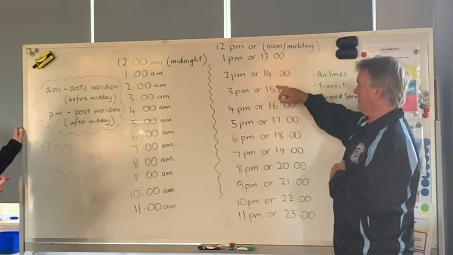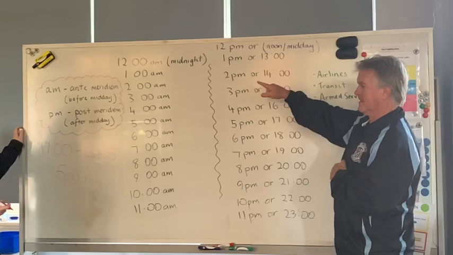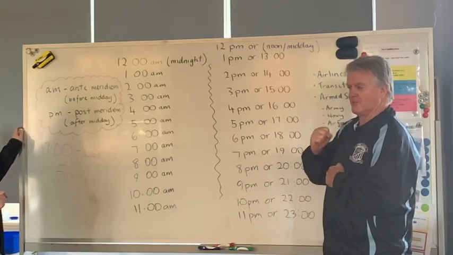So if I look at these, if I take away the 12 from 13, it's 1 p.m. If I take away 12 from the 14, it's 2 p.m. Keep taking the 12 away.